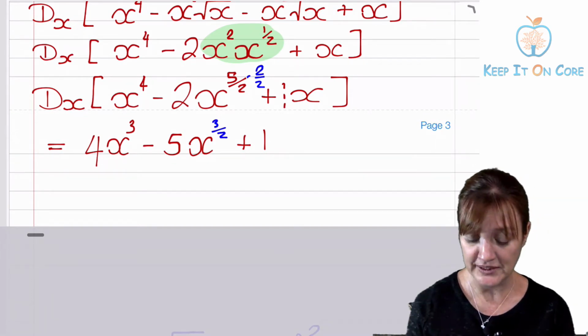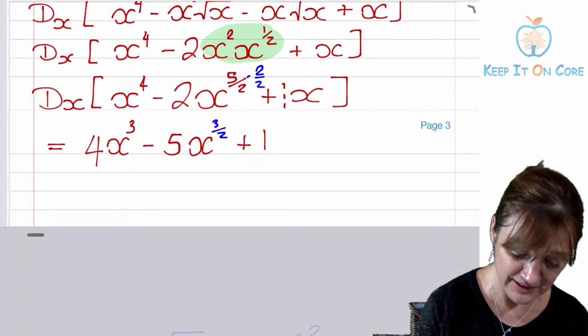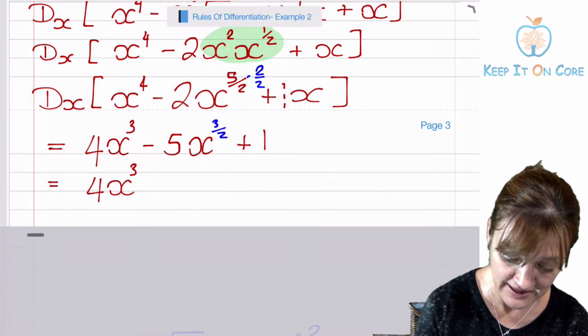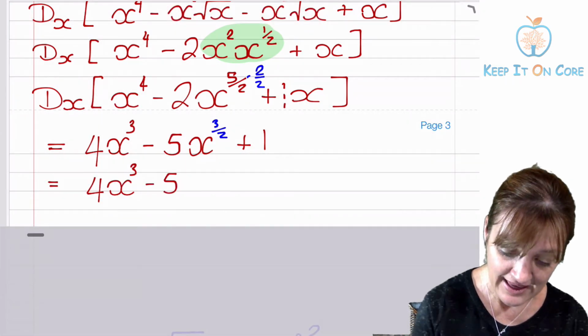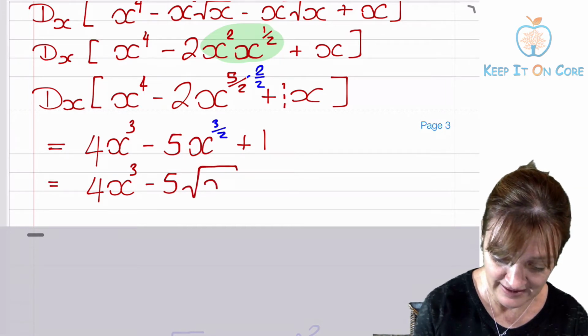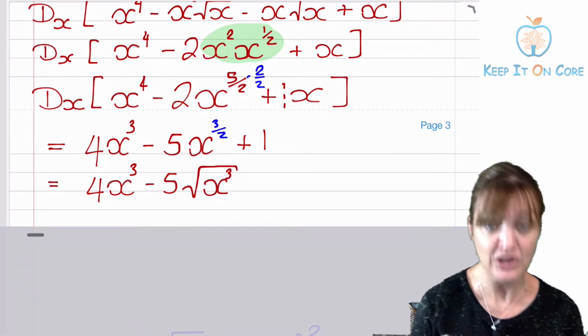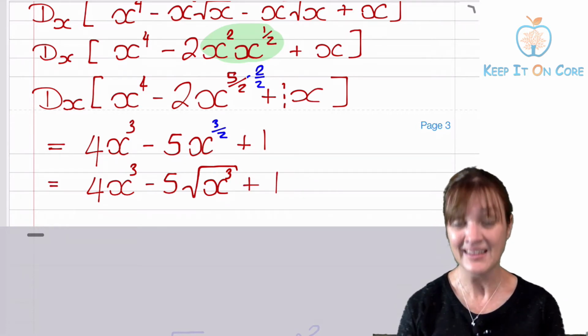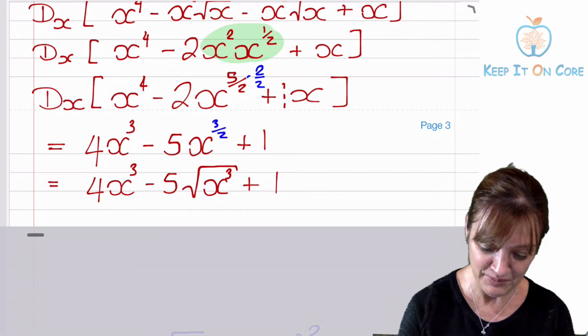Right, so we are pretty much done. The only thing I could really do further to this is I can say x to the power of 3 minus 5. And this basically could be written as the square root of x cubed plus 1. Okay. Right, so a nice interesting example there.